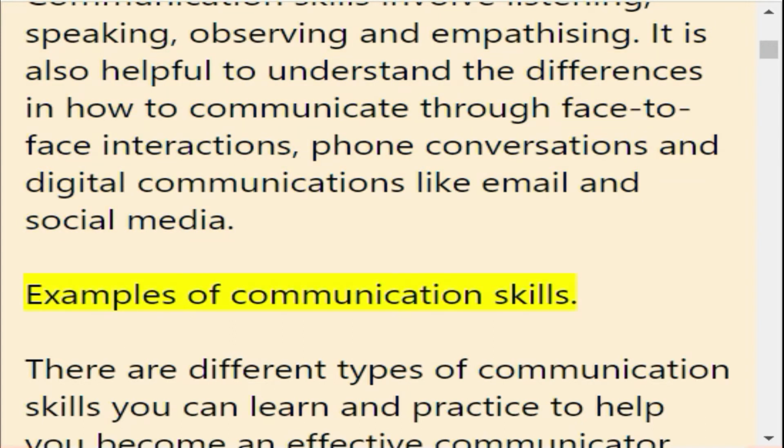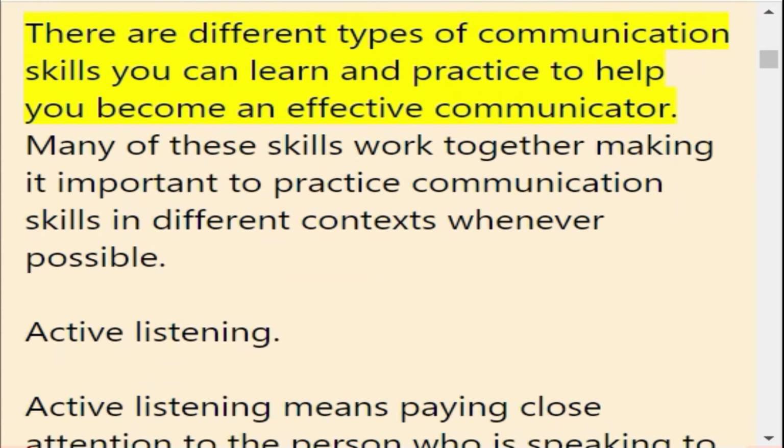Examples of communication skills. There are different types of communication skills you can learn and practice to help you become an effective communicator. Many of these skills work together, making it important to practice communication skills in different contexts whenever possible.